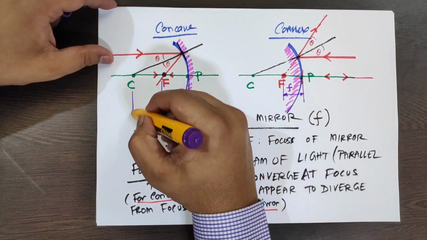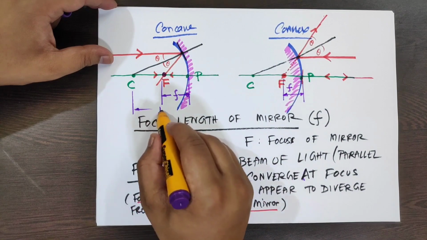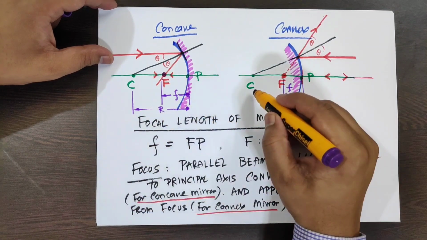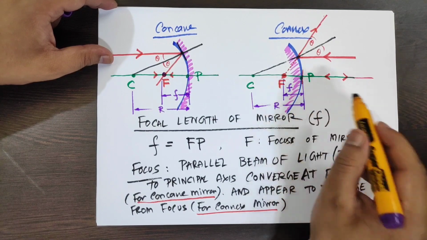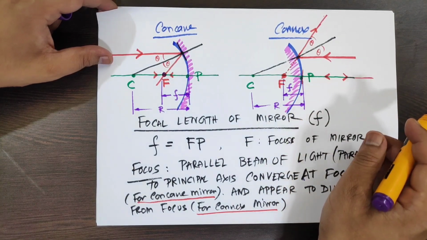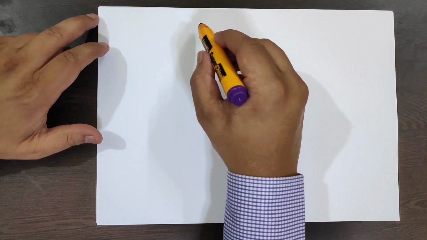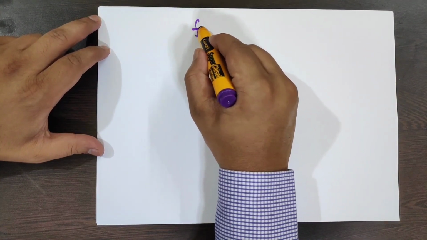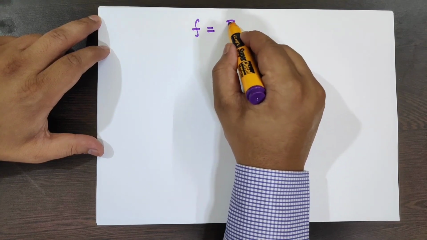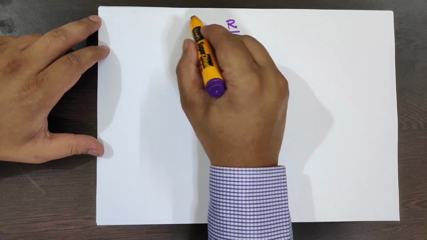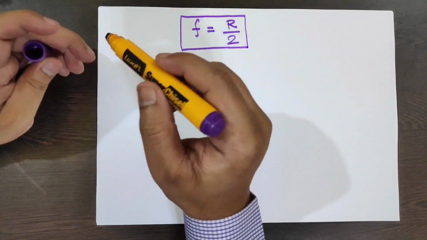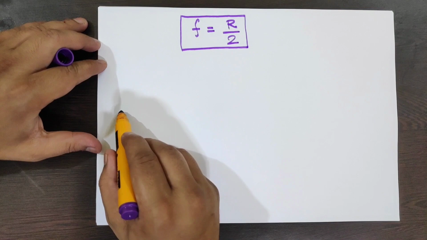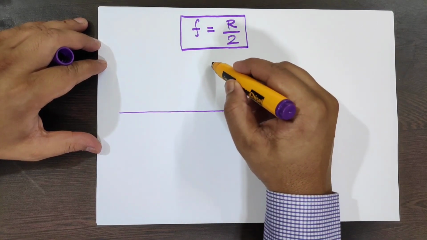Okay, remember this is the radius of curvature. Yeah, right. This is the radius of curvature. The center to the pole distance is radius of curvature. Okay. So you know there is a relation between focal length and radius of curvature. F is equal to R by 2. If you know about similar triangles, then we can prove it.